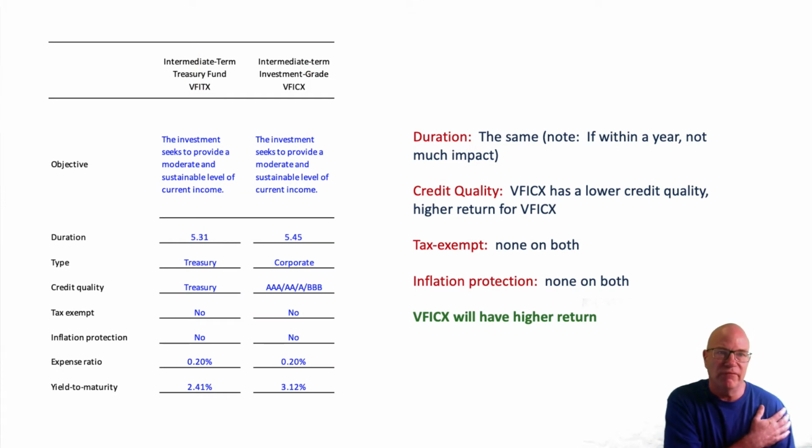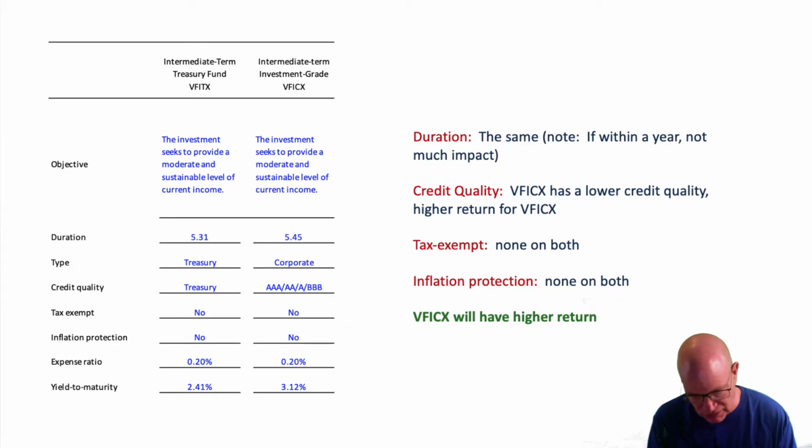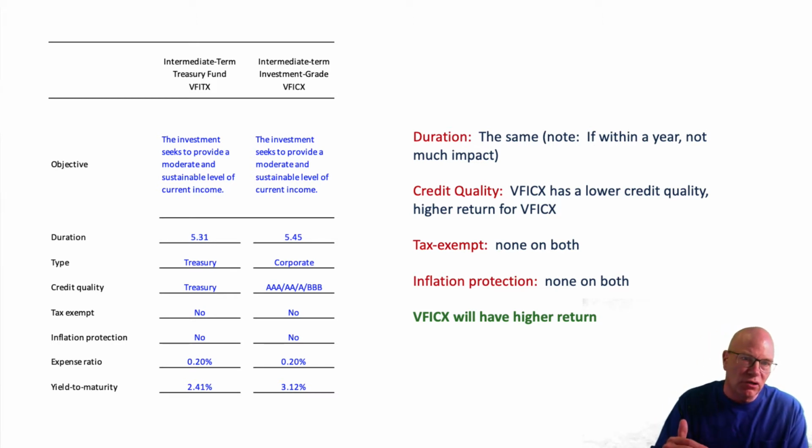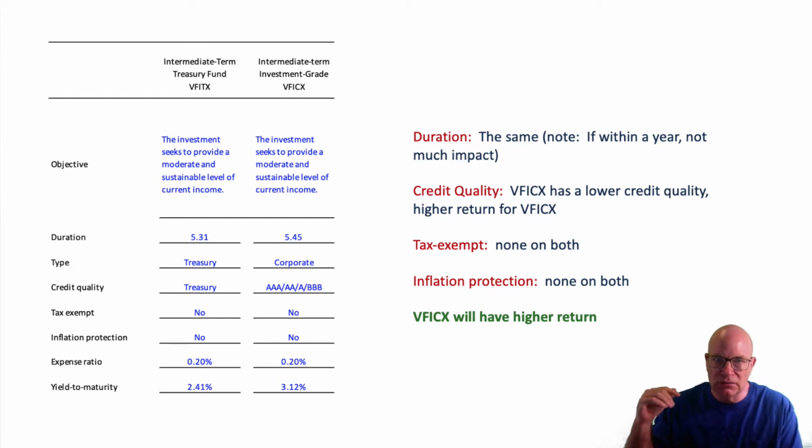Intermediate Treasury Fund, VFITX, and Intermediate Term Investment Grade, VFICX. Again, you can type these funds into Yahoo Finance by ticker symbol and look at what Yahoo Finance says about them. You can easily get their prospectuses as well. You see at the top their objective, but let's go through our 4 criteria, which are listed on our bond fund comparison sheet. Duration.